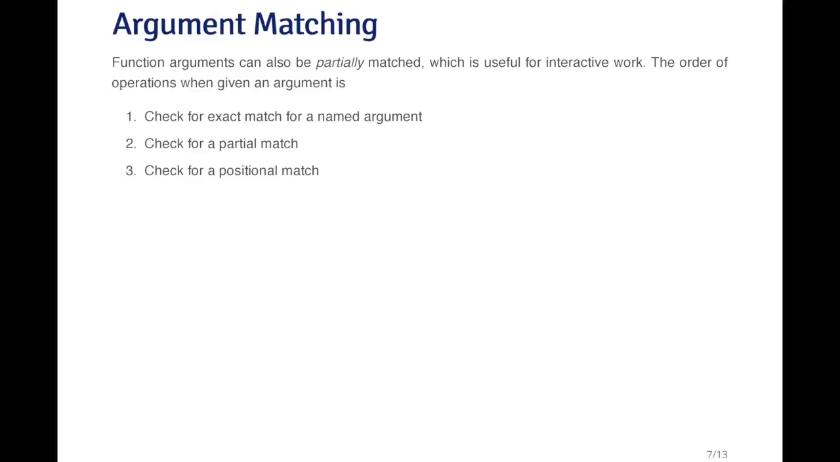The order of operations that R uses is, first it'll check for an exact match. So if you name an argument, it'll check to see if there's an argument that exactly matches that name. If there's no exact match, it'll look for a partial match, and then if that doesn't work, it'll look for a positional match.